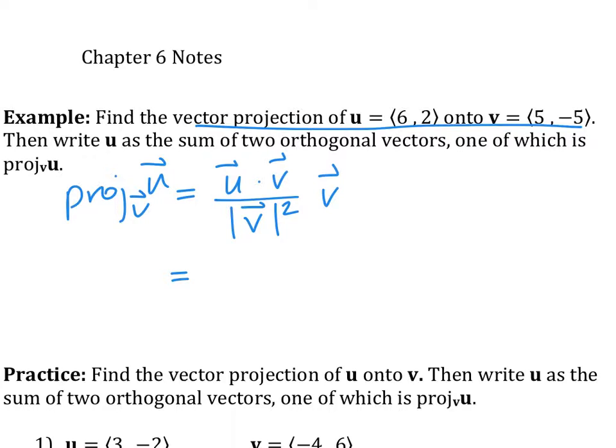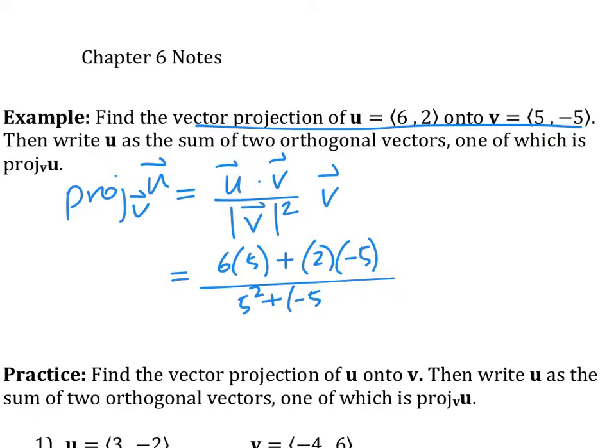Okay, u dot v. u is 6, 2, dot v is 5, negative 5. 6 times 5 plus 2 times negative 5, divided by the magnitude of v squared. So basically just disregard that square root: 5 squared plus negative 5 squared, times v. v is 5, negative 5.